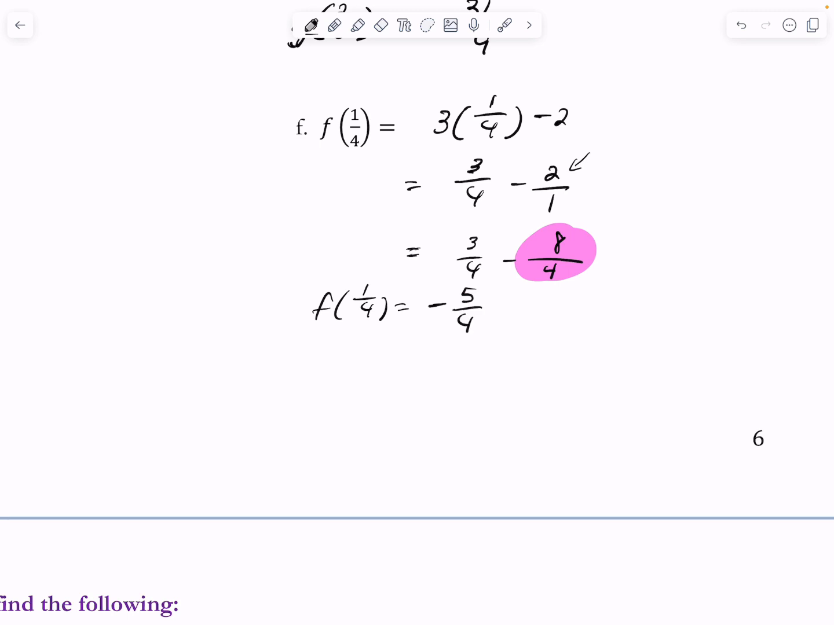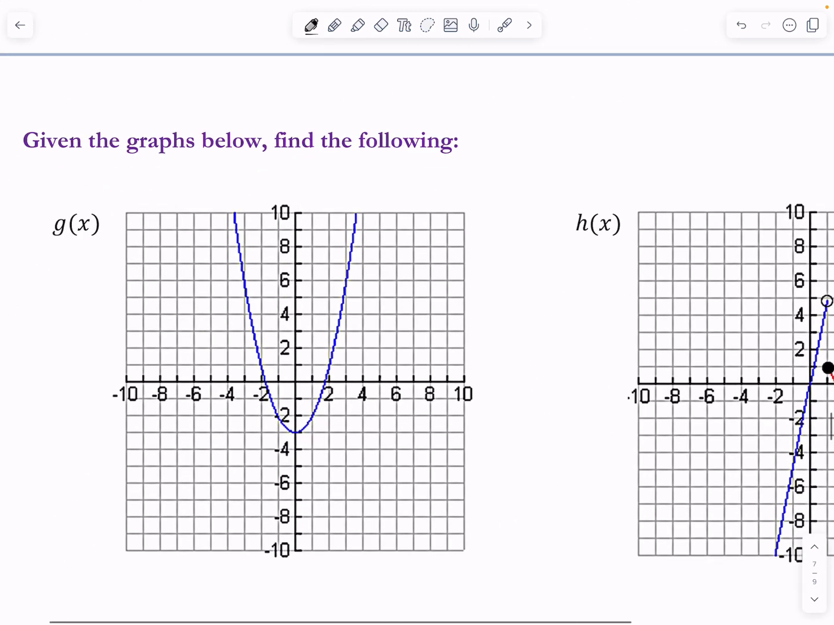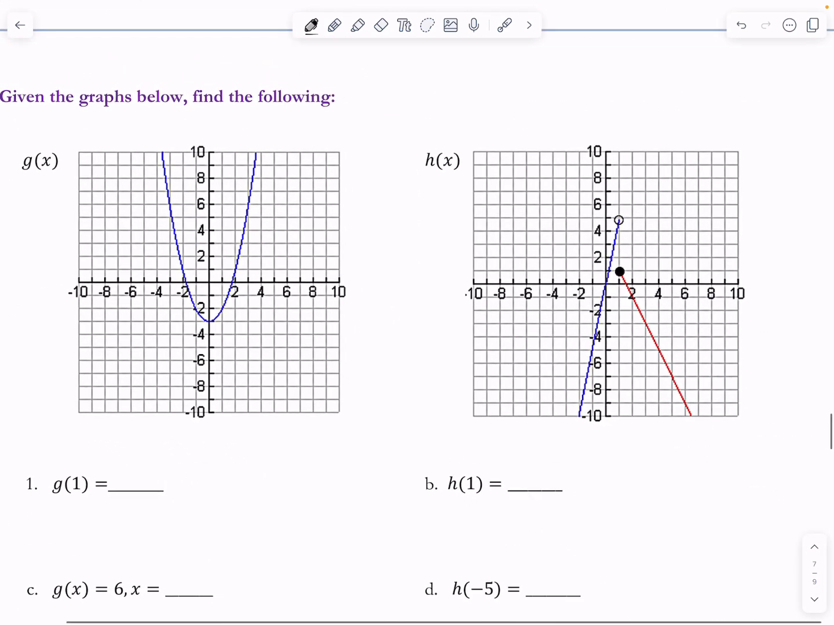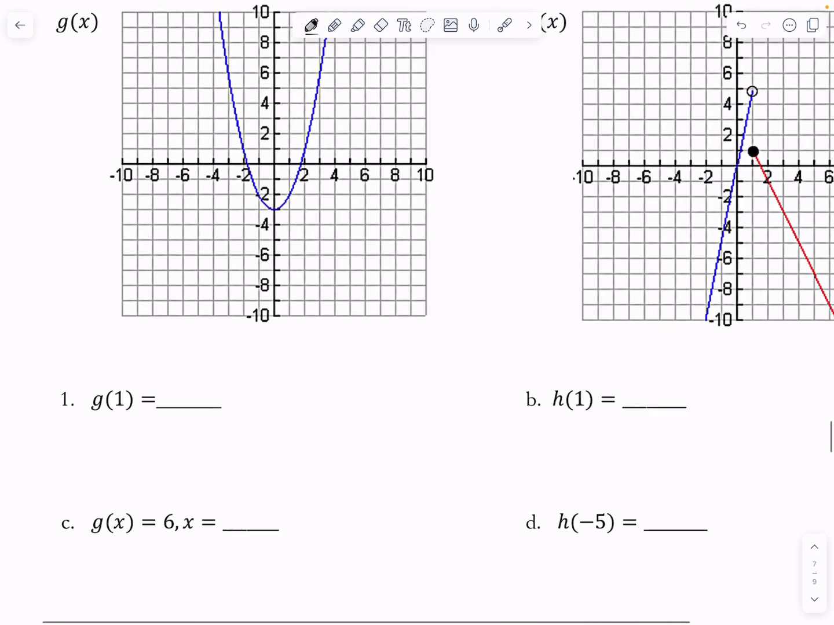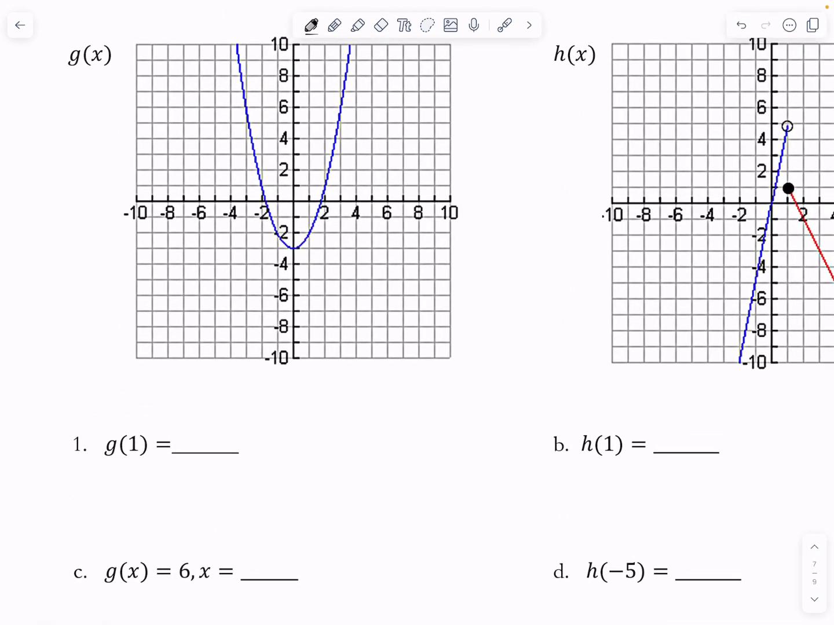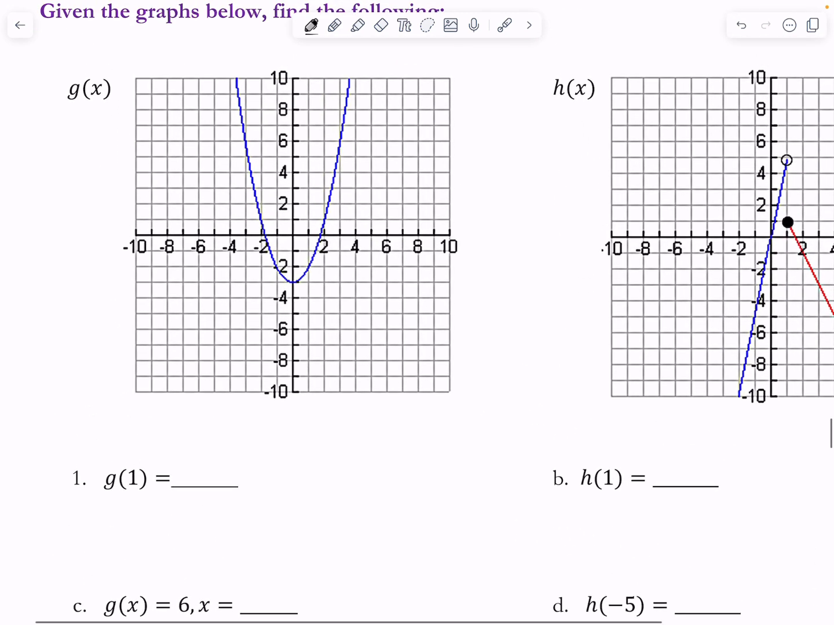All right, this last page is looking at two graphs of functions. We have a quadratic and then a piecewise function, and we're going to plug in some values, evaluate them, as well as find some x values that would make the function become certain values. So in this case, if I plug in 1 into my g of x function, I'm going to go on the x-axis where it is 1, find a point that is on that graph when x is 1, and that y value is negative 2.